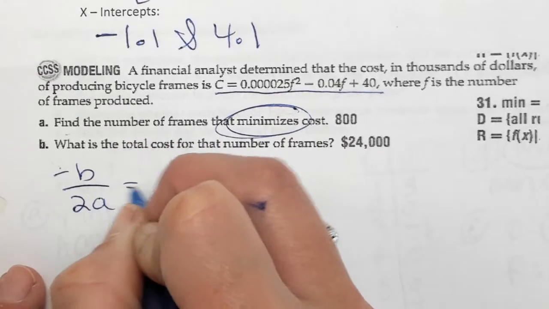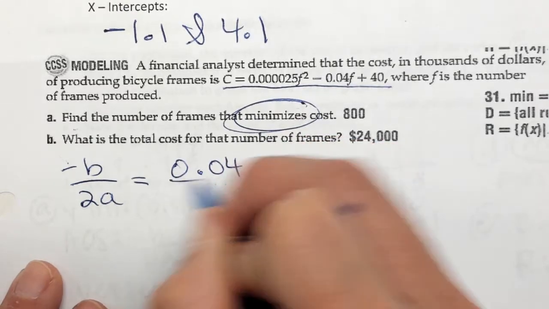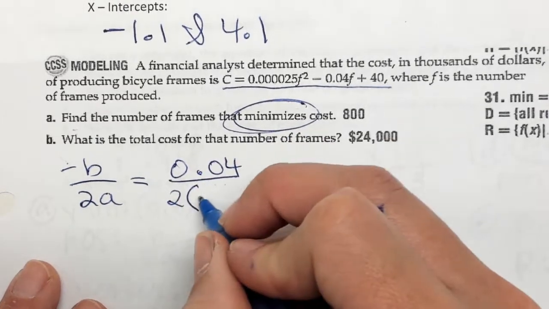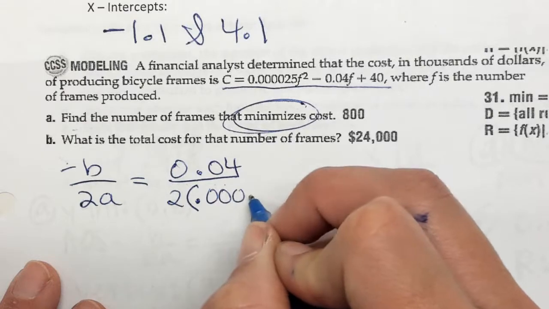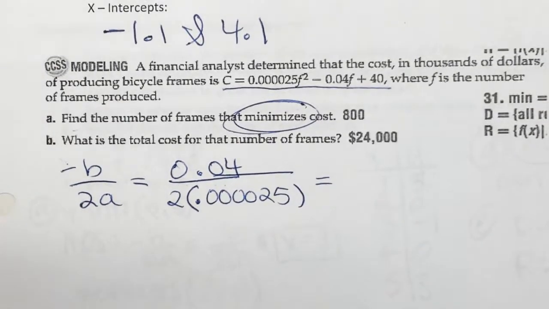Alright, what is B in this case? Negative 0.04. So, and 2 times what? 0.0000025. Alright, plug that in your calculator. It's not an ugly number, I promise. Go ahead and calculate it on your own. And then once y'all have it, just say it out loud.